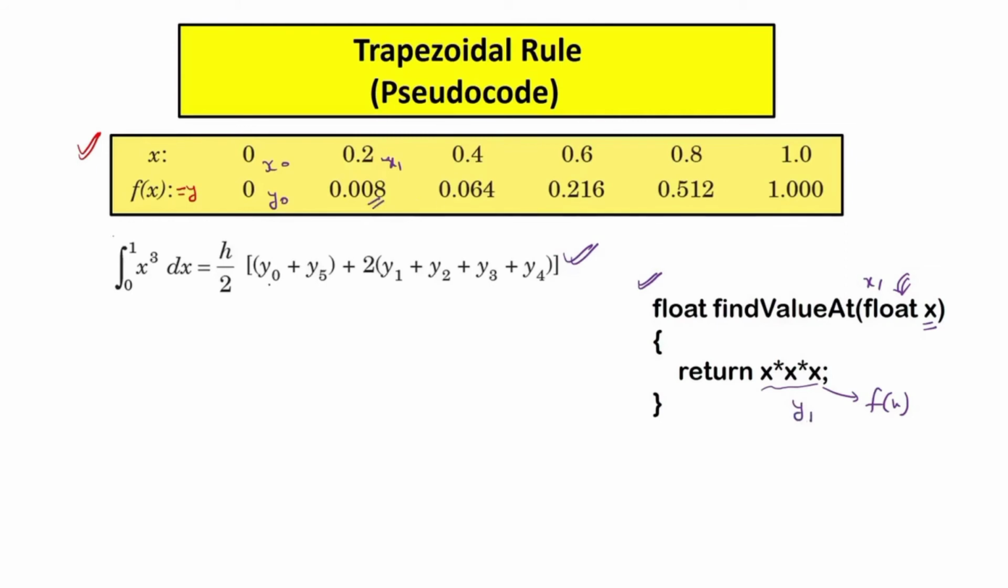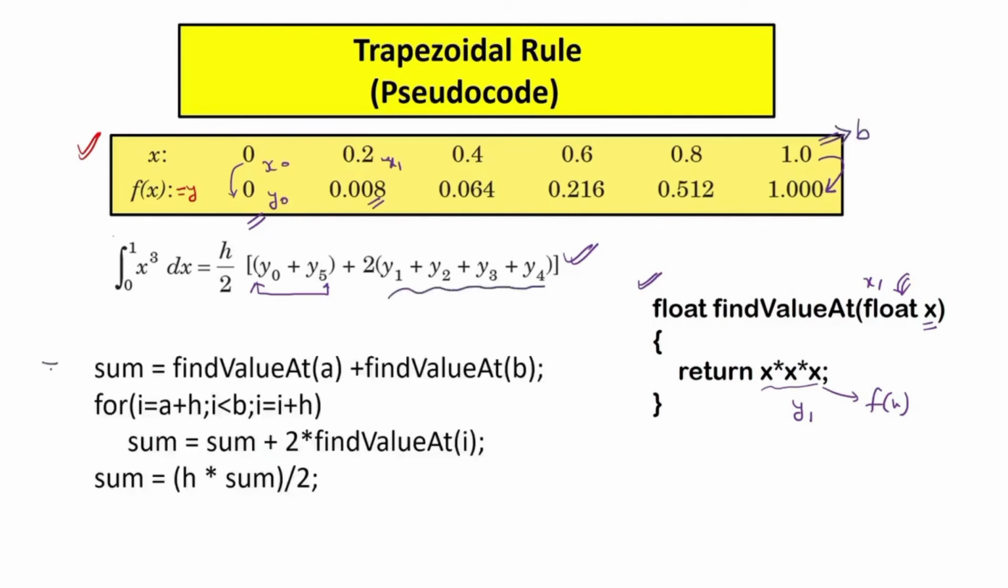Now in the formula you can see that these two values are holding some unique property. What is that unique property? This y0 is the initial value corresponding to this x0. And what is this y5? This y5 is the last value, that means corresponding to your 1.0, or you can say corresponding to the b value, and these are the remaining values.